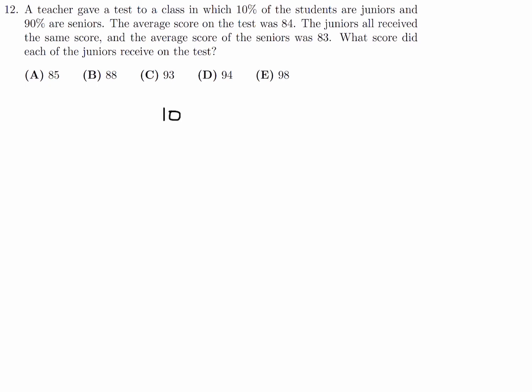So let's just say there's 100 students in total. That would mean there's 10 juniors and 90 seniors. And the score that each junior gets, let's just call it X. They all receive the same score. And the average of the seniors is 83.